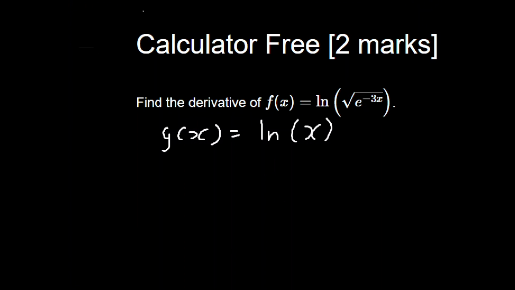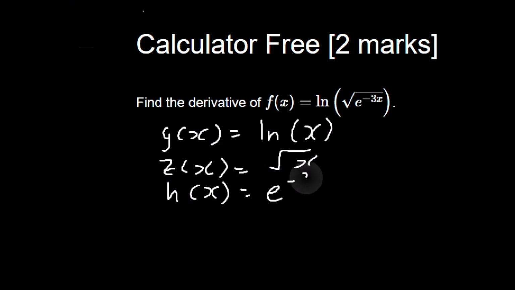And then we can say that middle function here is going to be the square root and so on. So we can say z of x is going to be our square root, and that's equal to that business. And then our final one, something like h of x, is going to be equal to e to the minus 3x. And this would be really difficult if you were to use the chain rule. So the key here is to simplify.